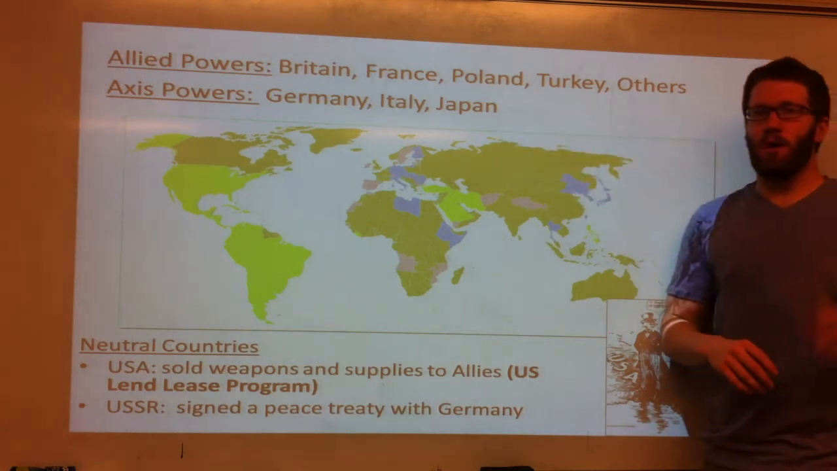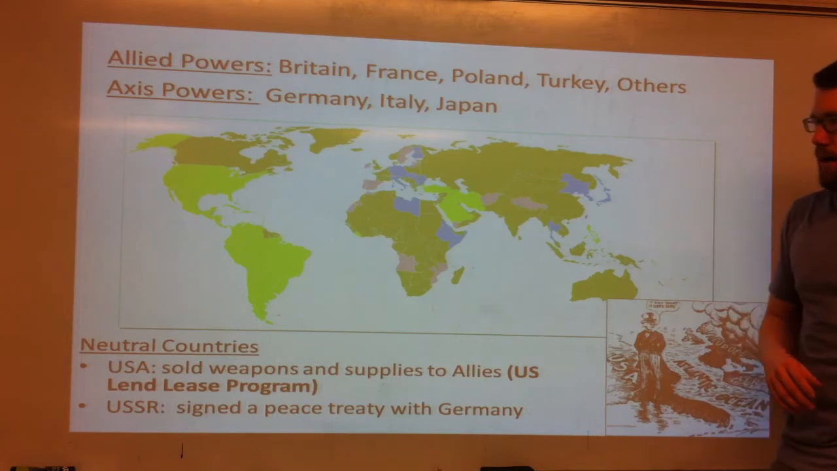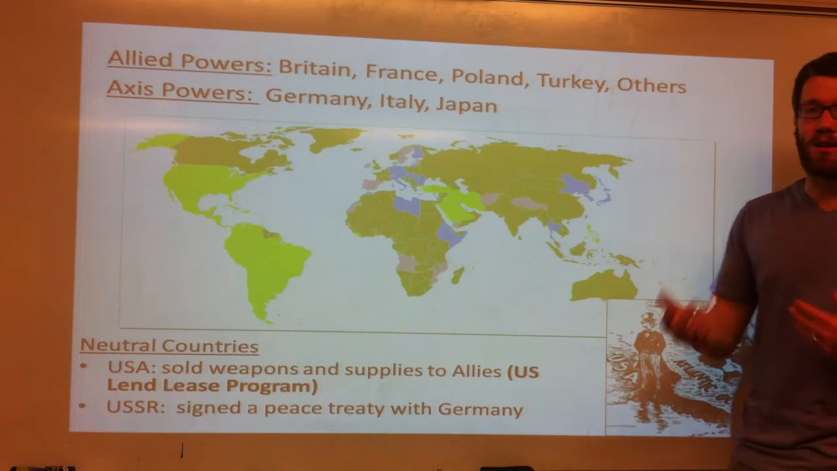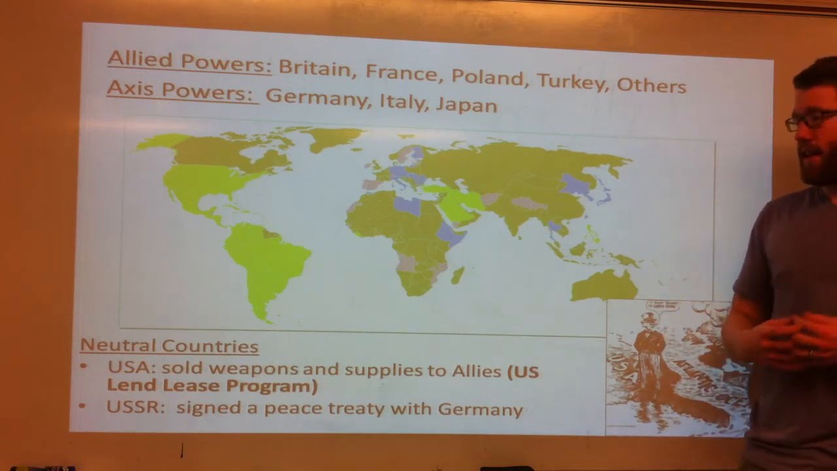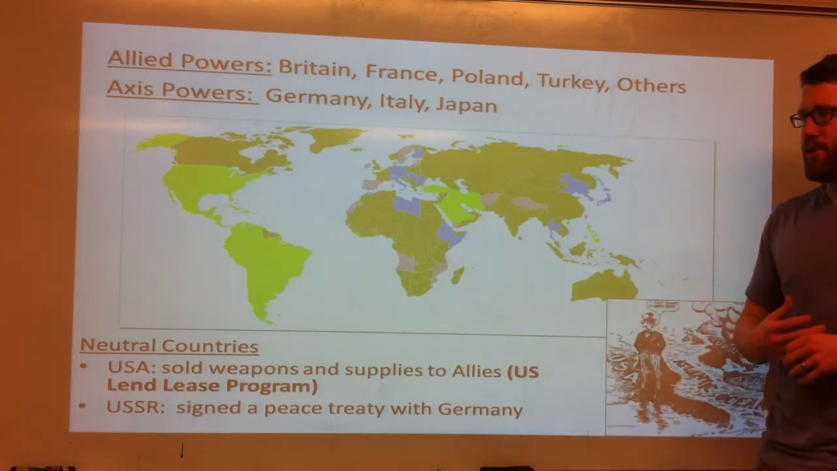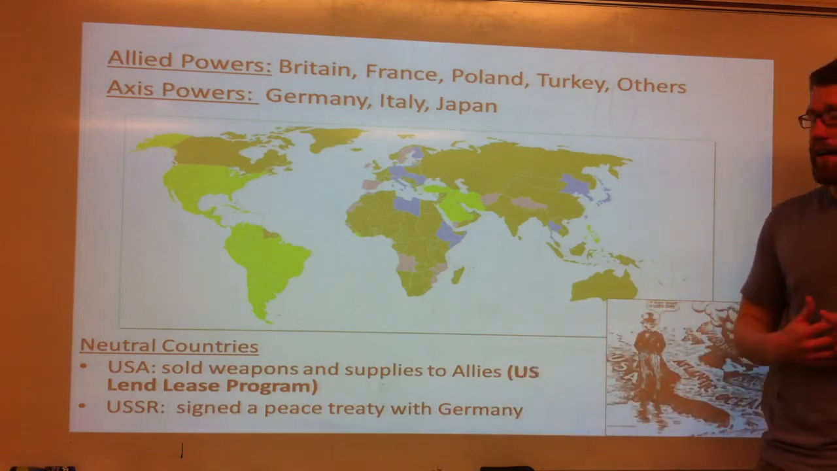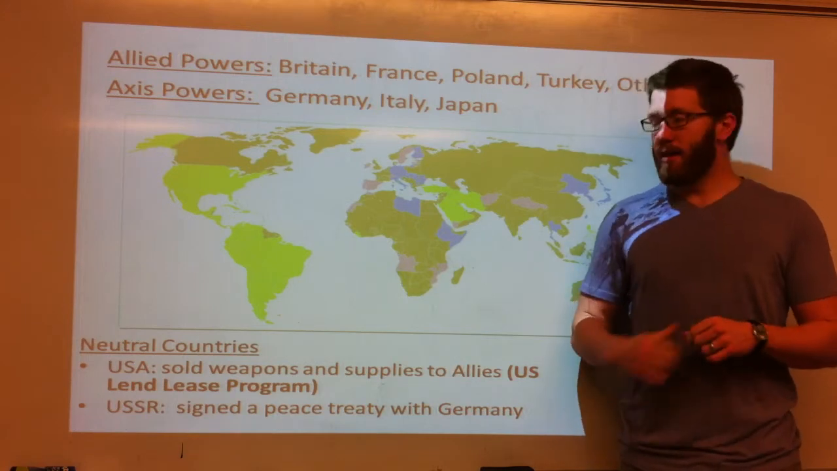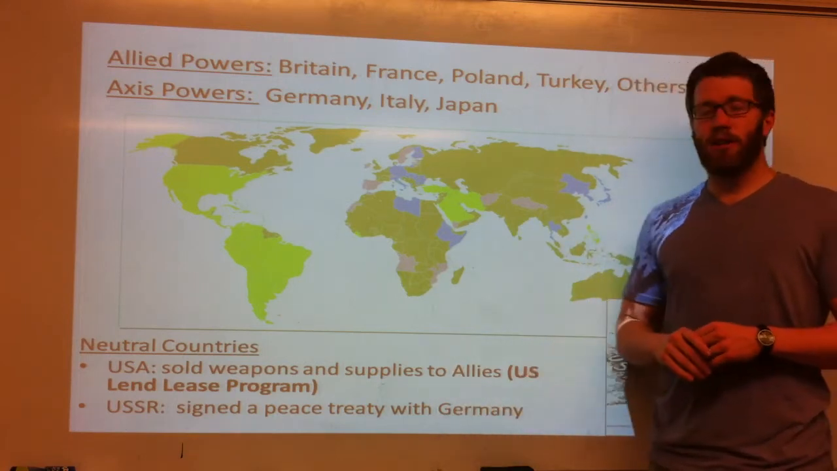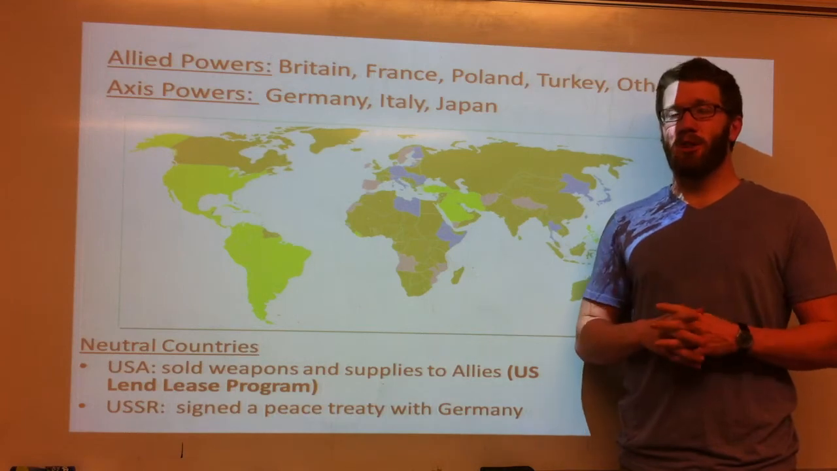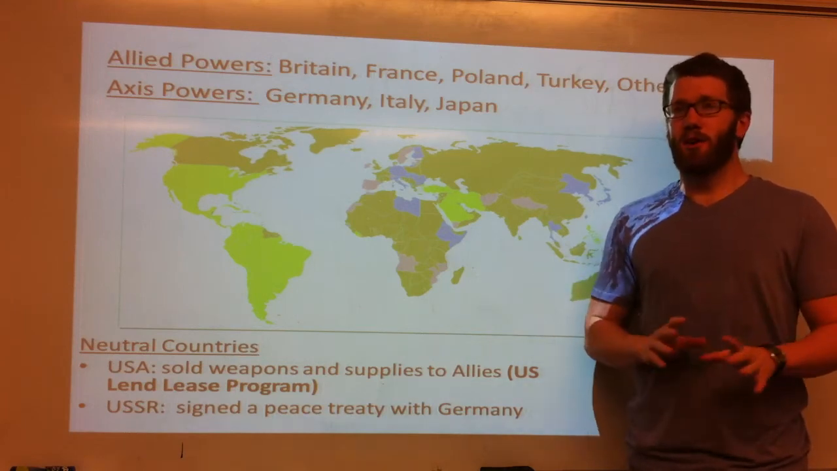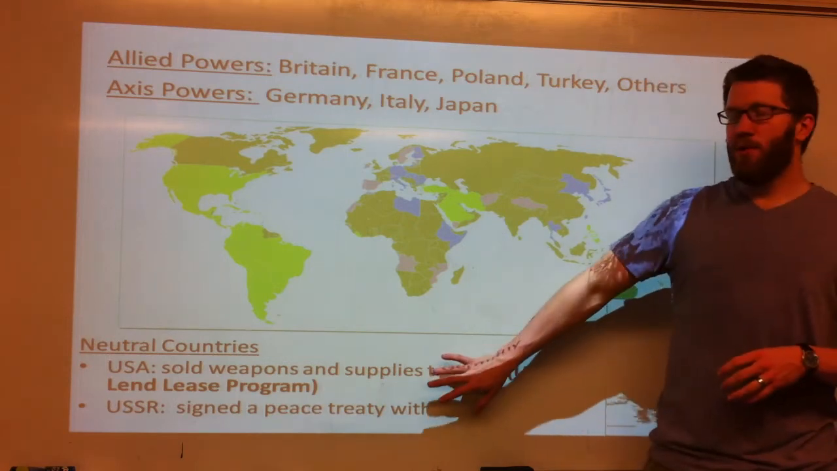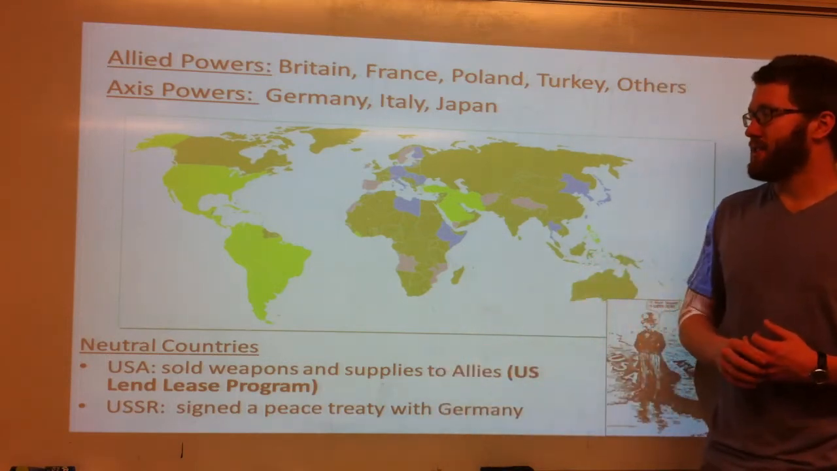And there's two really important countries that stay neutral at this time. The USA initially supports the Allies in what's called the U.S. Lend-Lease program, and it's part of this military-industrial complex where they are making a lot of money by selling weapons and supplies to the Allies. And then the USSR is going to sign a peace treaty with Germany that they're just not going to fight at all. So they're not against Germany, but they're not with Germany. But eventually both of these two are going to join the Allies in the war.